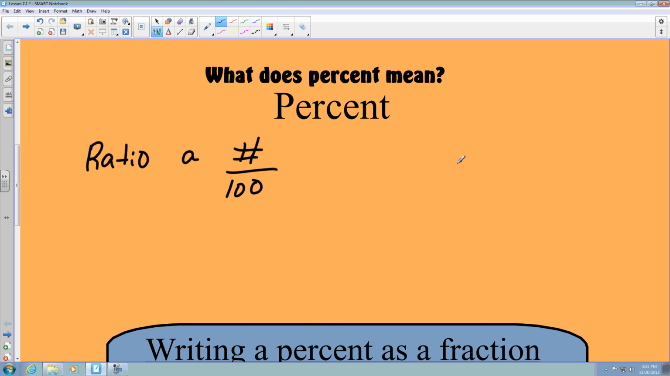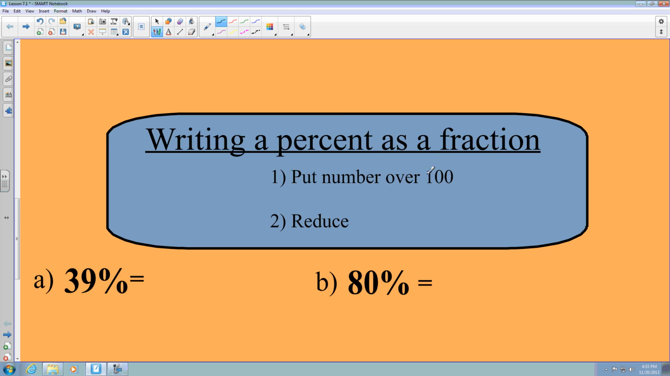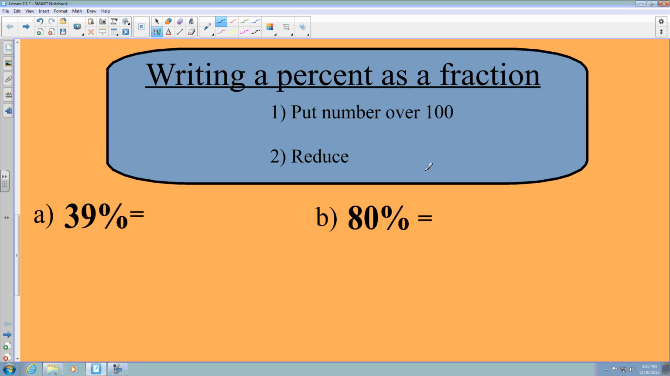So when we are writing the first part, I want to write a percent as a fraction. So here's the first thing that we're going to do. We're going to take whatever that percent is and put that number over 100. Once we've done that, we're going to reduce this fraction. So let's take a look at these examples.